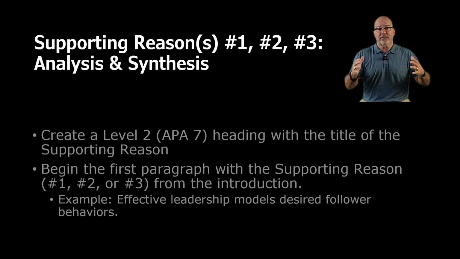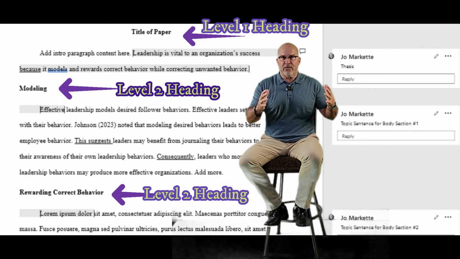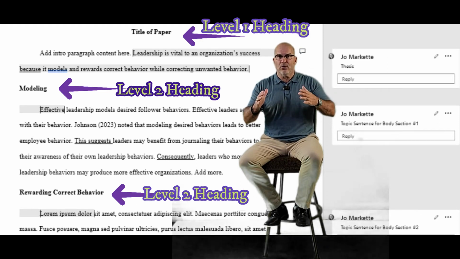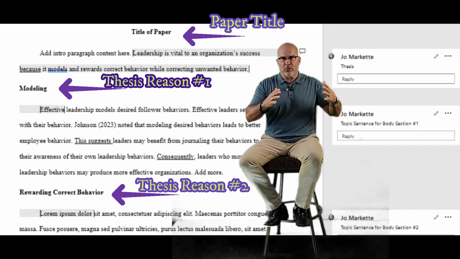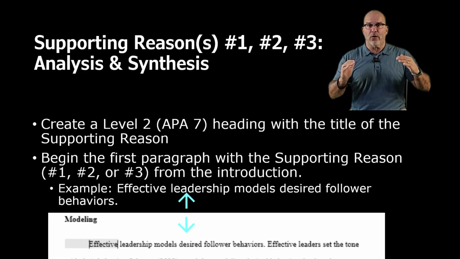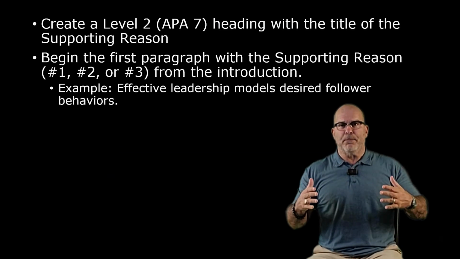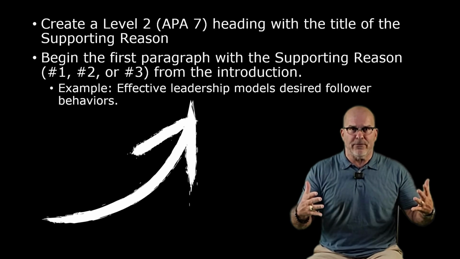These are your supporting reasons taken straight from your thesis statement. So we'll start this way. We'll create a level 2 APA 7 heading with the title of the first supporting reason, or second or third, depending on where you are. Then we'll begin the first paragraph with that supporting reason that we took from the introduction and from the thesis. Let's continue with an example. Effective leadership models desired follower behaviors. And then we would build the rest of that section underneath that.